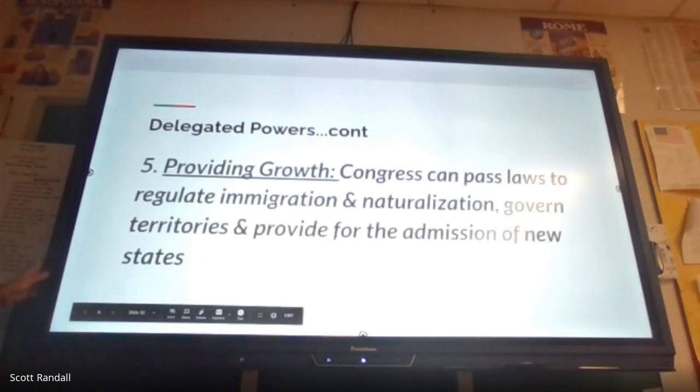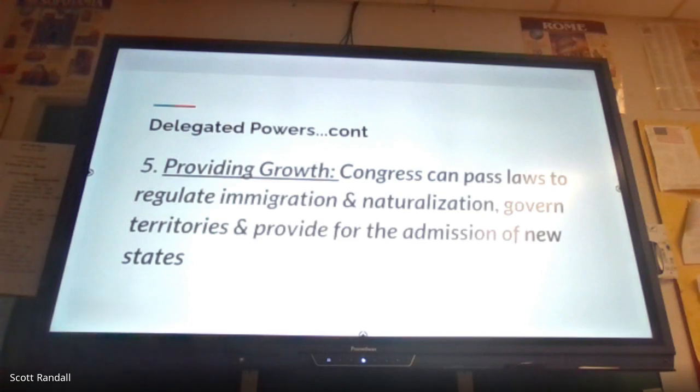And then providing growth. Congress can pass laws to regulate things like immigration and naturalization, governing territories like Guam and Puerto Rico, and provide for admission of new states. Periodically, we always hear about Puerto Rico maybe becoming the 51st state. Periodically there's a vote on that, if you will.